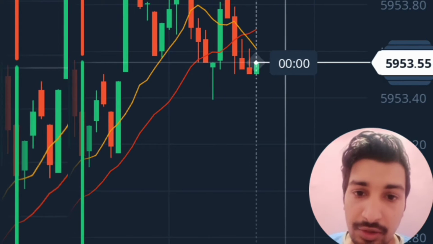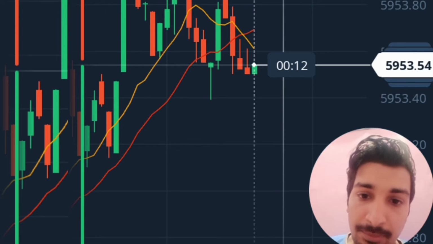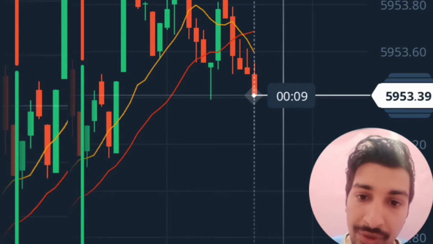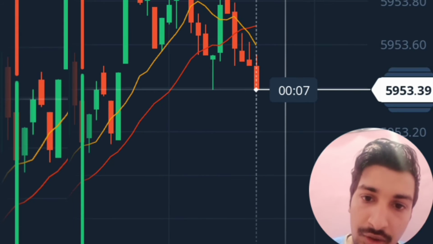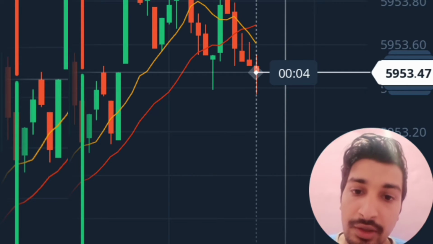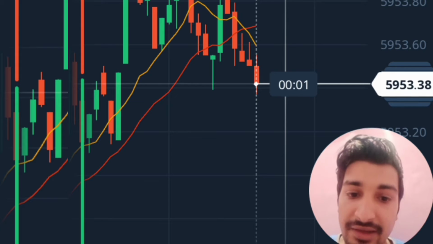So here the yellow line, if it crosses the red line below, the company is expected to go down. Now as you can see, here it has gone down. The yellow line has crossed the red line below. Yellow line is the 10 period moving average and red line is the 20 period moving average.